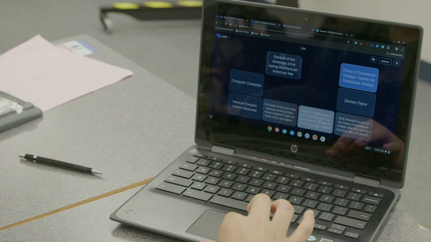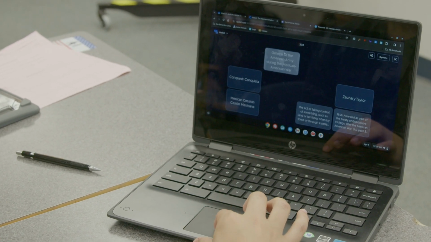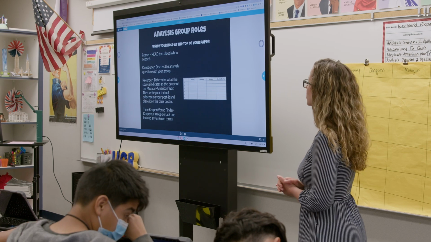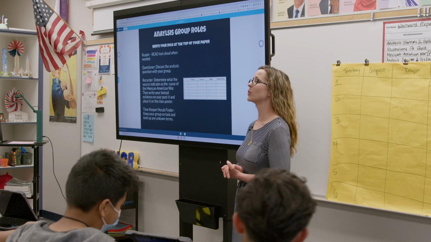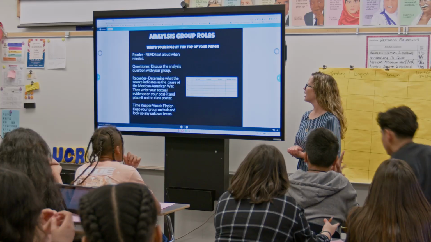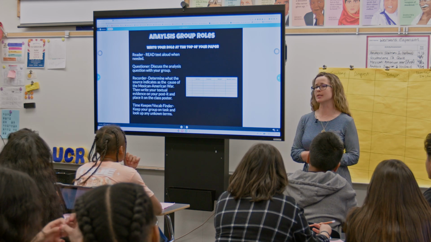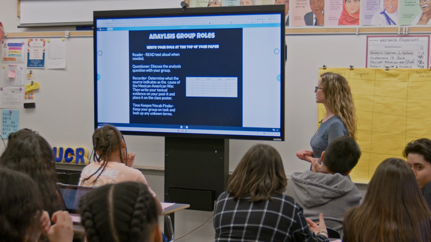When it came to our primary source analysis, I gave them options in their roles. So I said, you get to choose what part you want to fulfill as long as you guys are working together to meet our goal. So first in your group, I'm going to need somebody who is going to be the reader. They will read the text aloud when it is needed, okay? Second, I will need somebody who is going to be the questioner. You guys will lead your group in discussing the analysis questions.